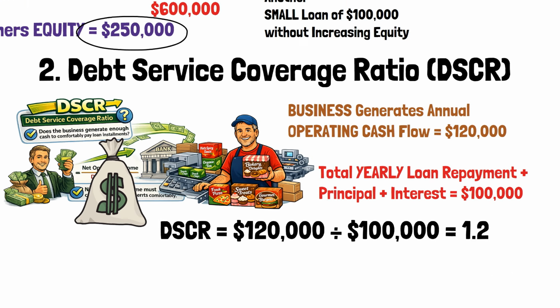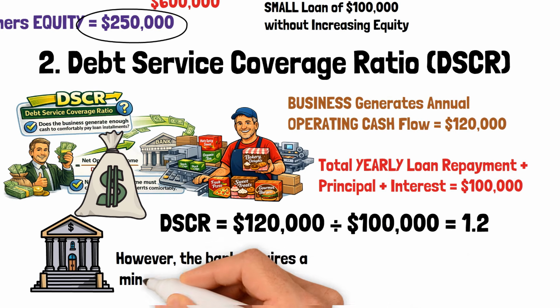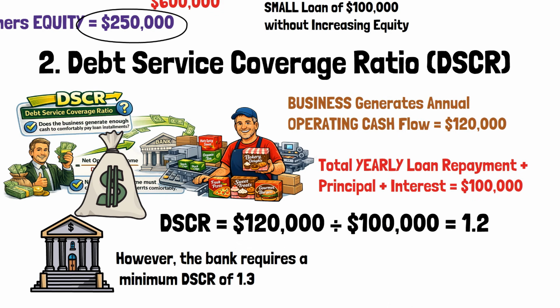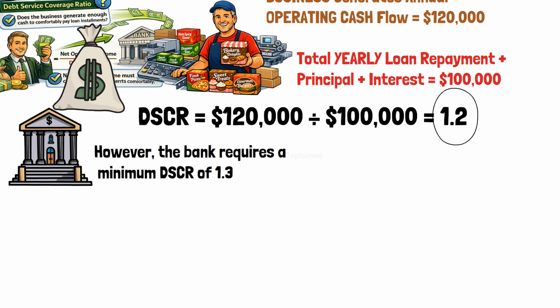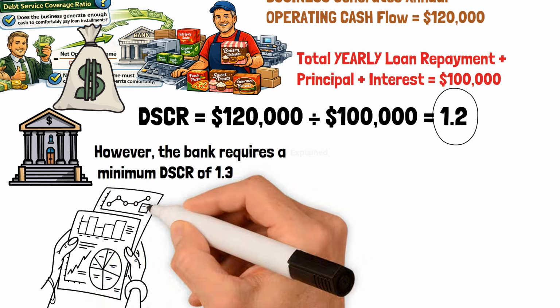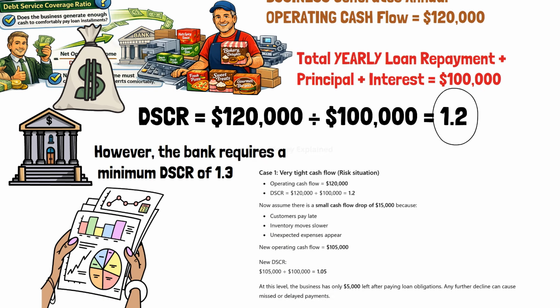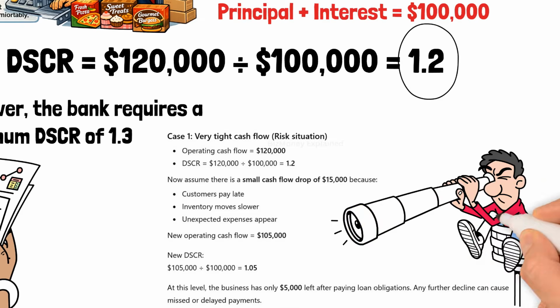However, the bank's requirement is a minimum DSCR of 1.3. This means the business is cutting it too close. Any small drop in cash flow could cause payment issues. Even though the owner shows profit on paper, the bank focuses on actual cash availability.